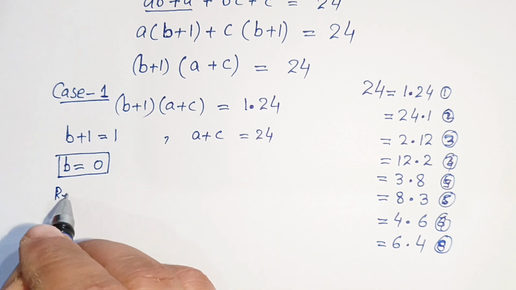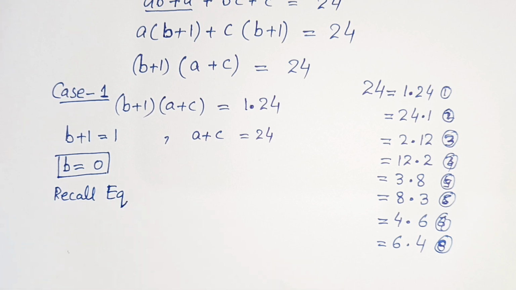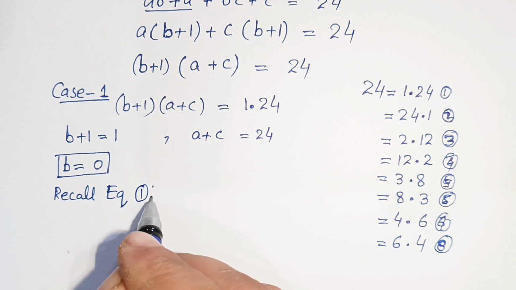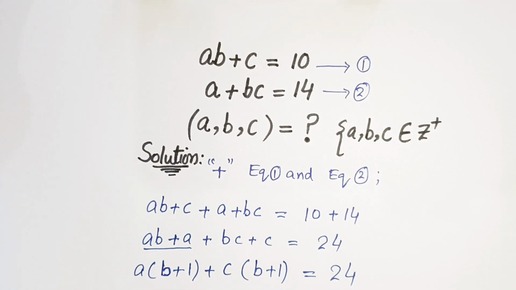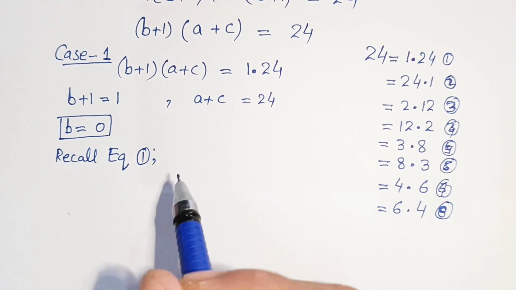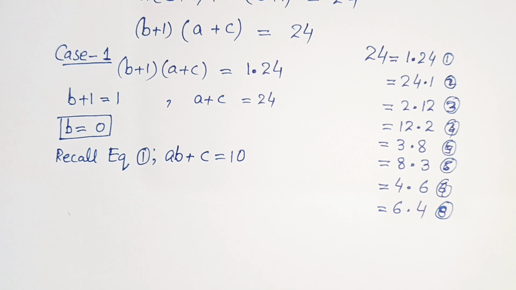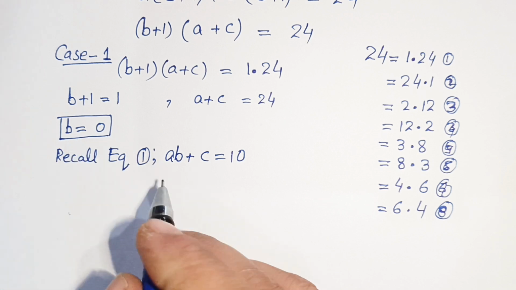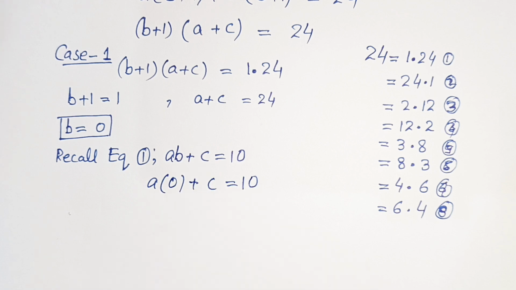So if we just recall our equation 1, ab plus c is equal to 10. So here we have ab plus c is equal to 10. Recalling this equation, a times b plus c is equal to 10. Now if we put the value of b, then we get a times 0 plus c is equal to 10. So a times 0 is 0, so we have the value of c is equal to 10.